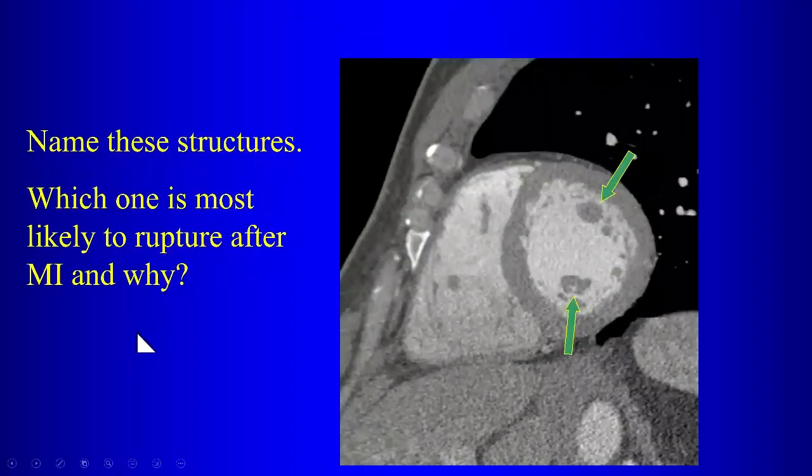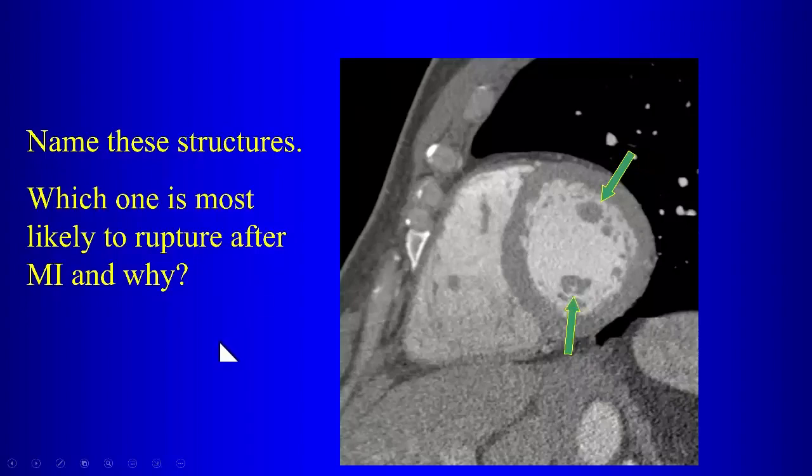So over at Beth Israel, what are the arrows pointing to? Name the structures. Which ones? What do you call these? So this one, it's not so hard, anterior, and this one is posterior, right? So that'd be the anterolateral and posterior medial papillary muscle.